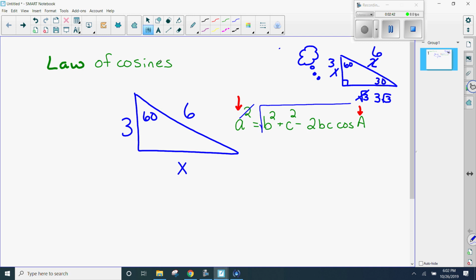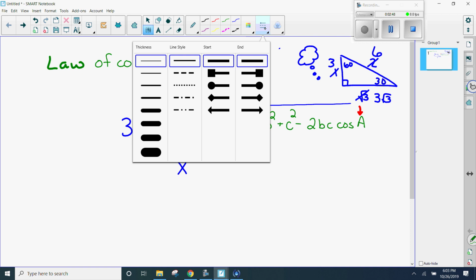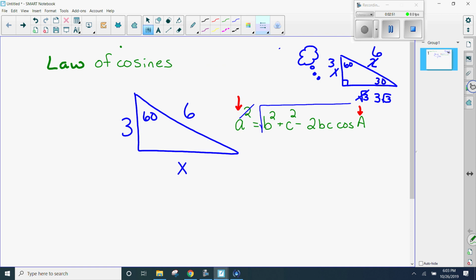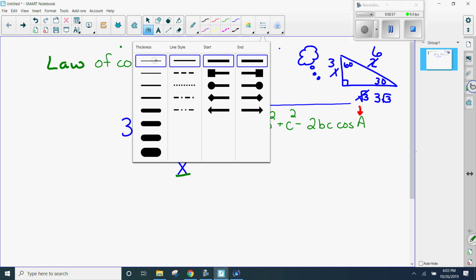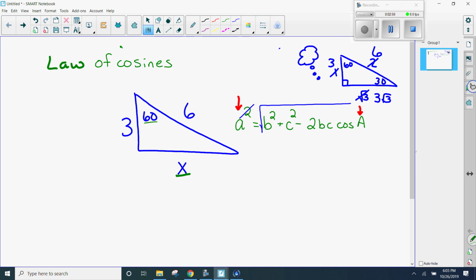So I'm going to use the law of cosines to find the side length of x, which I already know should have that value of 3 radical 3. Here's how the law of cosines works. I am looking for x, and the angle opposite of that happens to be 60 degrees. So that's the pair I'm working with. So I'm going to say x squared, that's what I start with. I start with the side, I end with the angle.